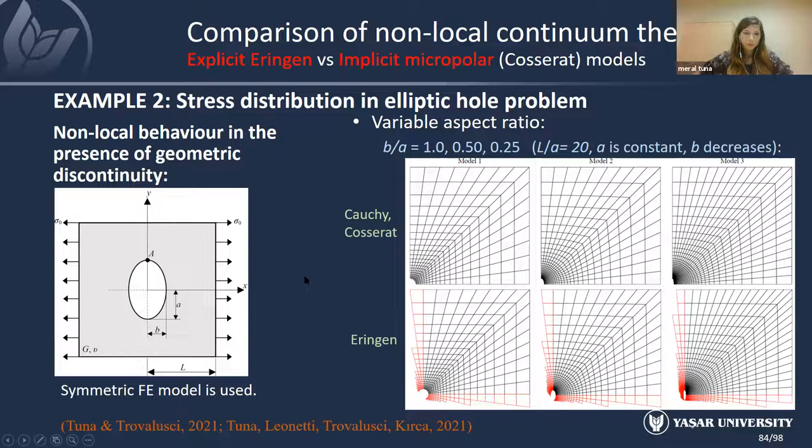For this problem, again, we employ the finite element method, but this time, due to very fine mesh discretization, we use symmetric models. Of course, obtaining a symmetric model for Cosserat and Cauchy is straightforward. However, for Eringen's model, we need to do some tricks, because in Eringen's model there is long-range interaction, and we need to cover these long-range interactions in the symmetric model. Otherwise, our results will be misleading. And to obtain the effect of sharpness of the aspect ratio, we consider three different cases.